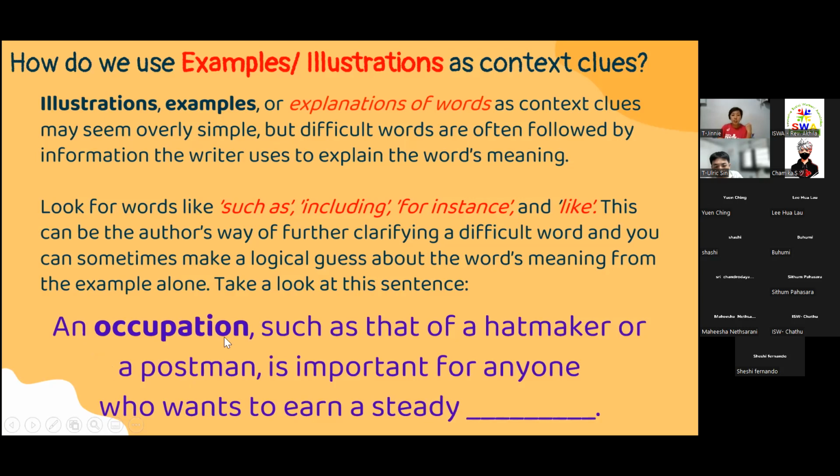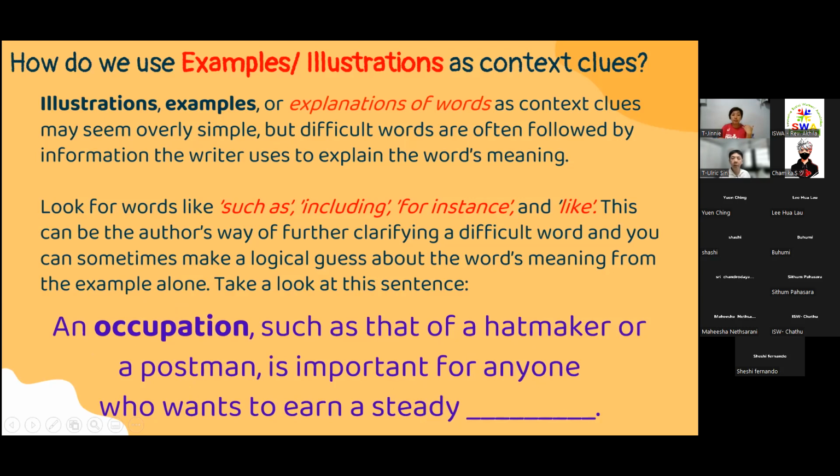An occupation such as that of a hat maker or a postman is important for anyone who wants to earn a steady blank. When we look at this sentence, why does Teacher Jeannie use this sentence? Because we want to understand the word occupation. I know most of you will know what an occupation is, but a person who doesn't know this meaning may be a little bit confused.